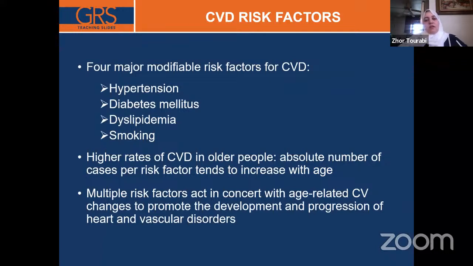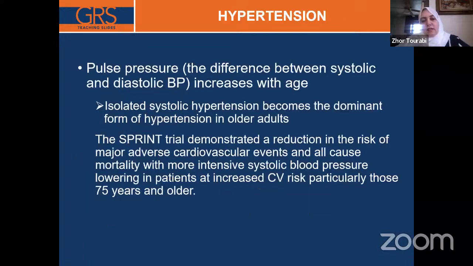Okay, so what are the risk factors for cardiovascular disease? We have four major modifiable risk factors: hypertension, diabetes mellitus, dyslipidemia, and smoking. There is a higher rate of cardiovascular disease in older people. The absolute number of cases for risk factors tends to increase with age. Multiple risk factors act in concert with the age-related cardiovascular changes to promote the development and progression of heart and vascular disorders. Next slide, please.